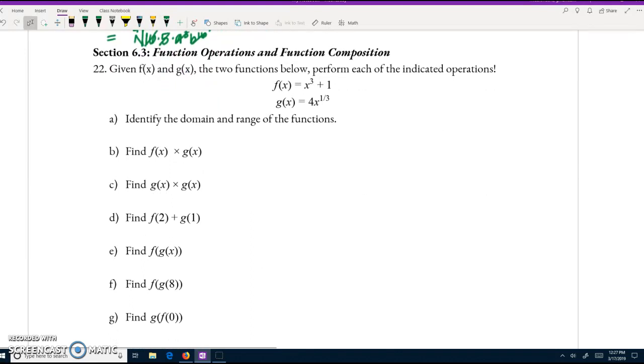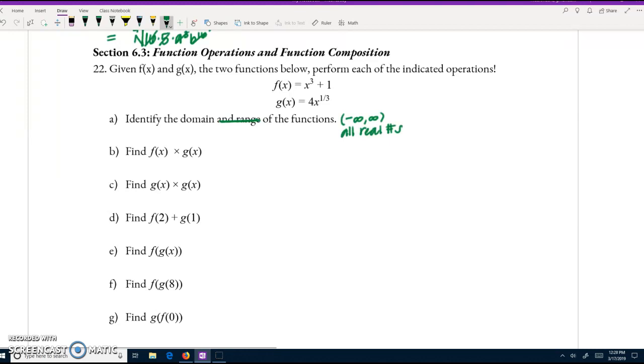Now, number 22 is where we get into function operations and function composition. So first, this asks us to identify the domain and range of the functions. We focus specifically just on domain, so we can go ahead and just identify the domain. For both of these, our domain is going to go from negative infinity to positive infinity, or we can say all real numbers. And we'll focus more on the range again when we come back to our graphs on Thursday.